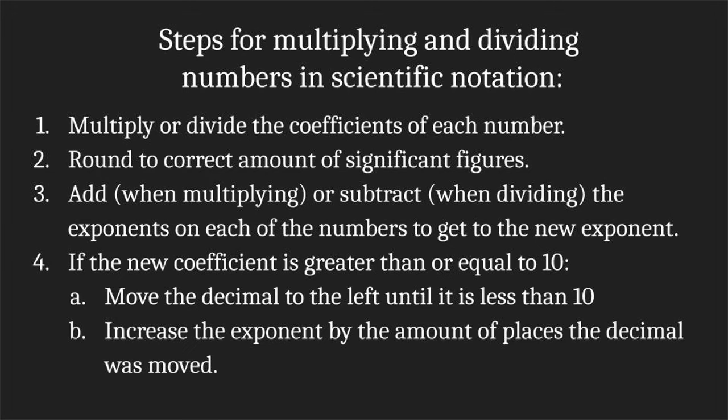Now, sometimes we're going to have a fourth step, where if our new coefficient is greater than or equal to 10, we have to move the decimal till it's less than 10, and then increase the exponent by the amount of places we move the decimal. Now, this may sound confusing, but as we do examples, it will become a little clearer.